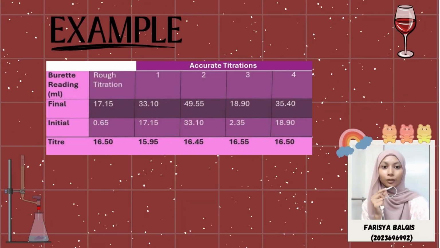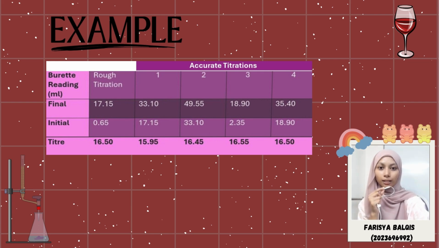Now let's look at a titration example to better understand how the values are recorded and interpreted. We have a table here showing the burette reading for one rough titration and for accurate titration. The three key columns we're focusing on are the final burette reading, the initial burette reading, and the titre, which is the volume of solution delivered from the burette.